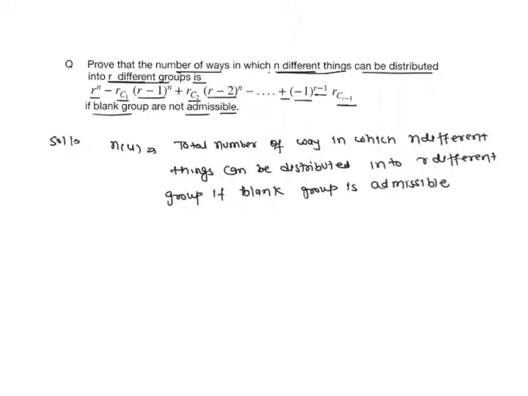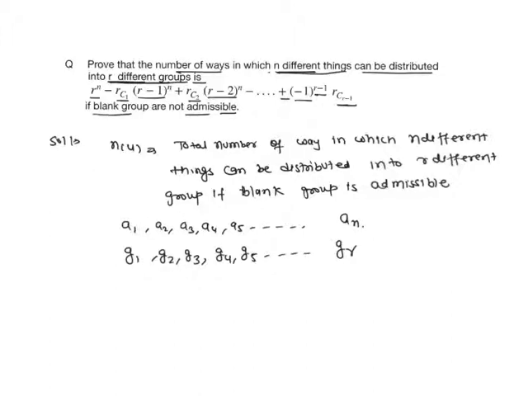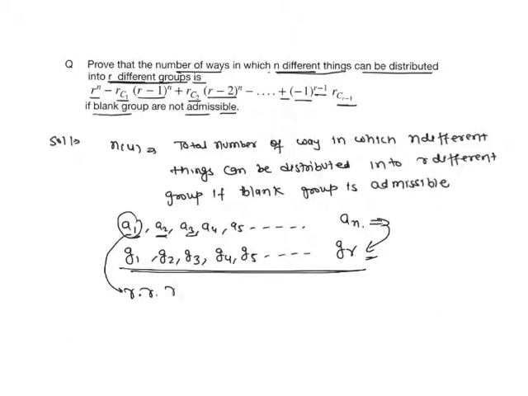Here we have n different things, so we'll assume n different things a1, a2, a3, a4, a5, ..., an. Similarly, we have r different groups, so we'll assume g1, g2, g3, g4, g5, ..., gr. So here n things we have to distribute among r groups. First, a1 can go in any group, so a1 will have r choices. Similarly a2 will also have r choices, a3 will also have r choices, then an will have r choices. So this is r into r, n times, so this will become r^n. So we can say n(U) equals r^n.